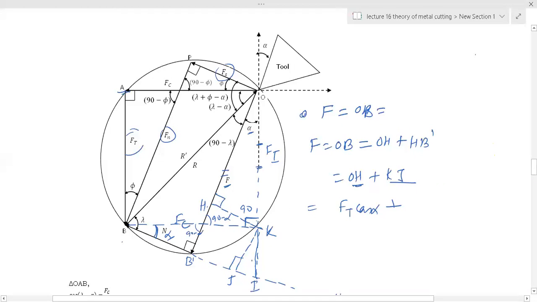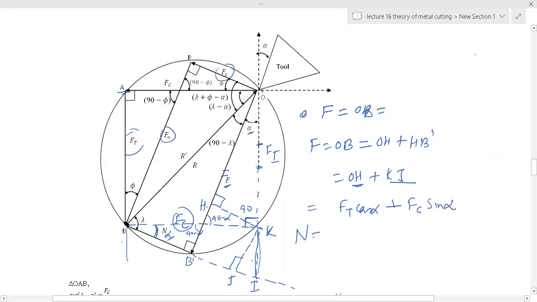So we have this. It will be the component of FC along this line and along the perpendicular line. We can estimate that, and that will be your FC sin alpha.